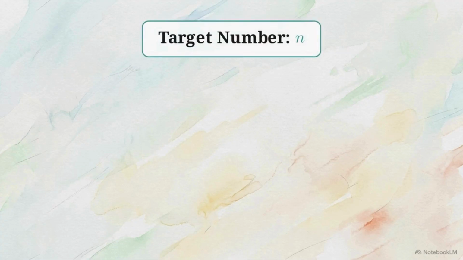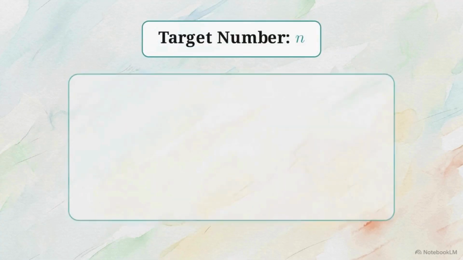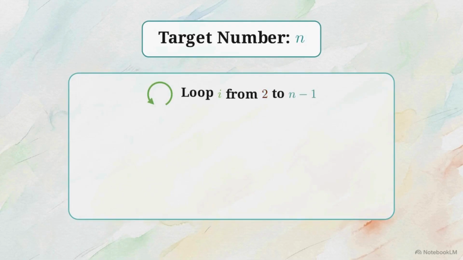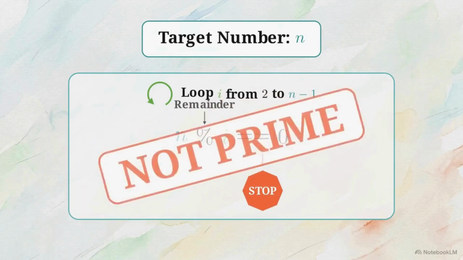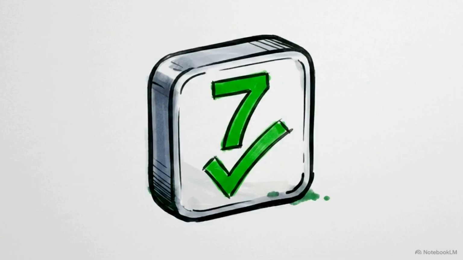Let's structure this logic. Step 1, we take our target number, n. Step 2, we create a loop starting at 2 and stopping at 1 less than n. Step 3, inside the loop, we use modulo to divide n by the current number. If the remainder is exactly 0, the loop immediately stops. The number is not prime. Step 4, if the loop tests every number in our range without producing a remainder of 0, the test passes. The number is definitively prime.